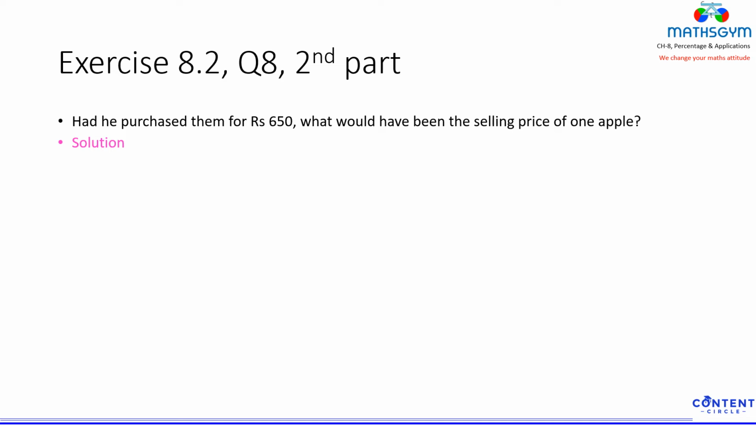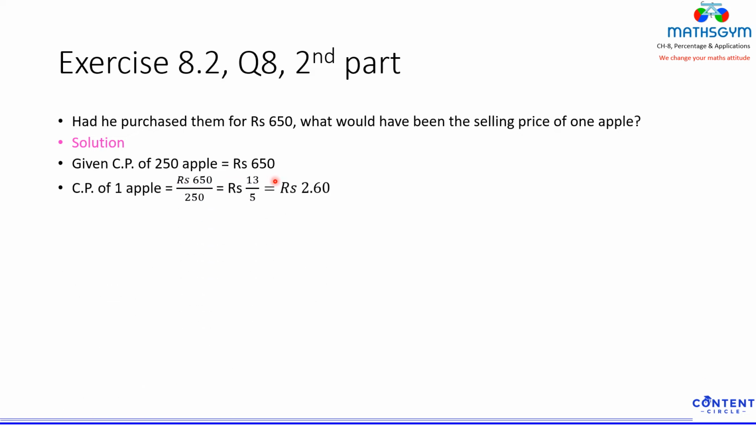Now the second part of the question asks us, had he purchased them for rupees 650, what would have been the selling price of one apple? So what is given to us is CP of 250 apples is rupees 650. We can find out CP of one apple, which will be 650 upon 250, which comes as rupees 2.6 when you rationalize and solve the common factors.